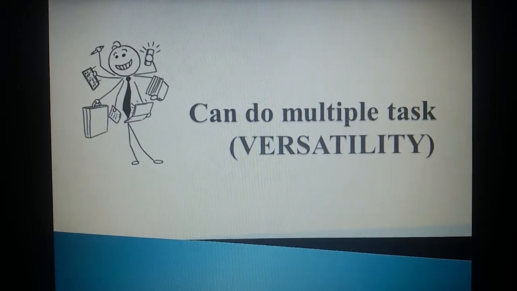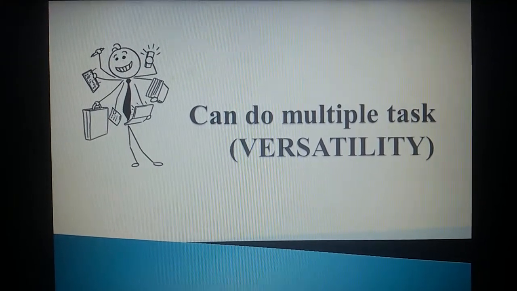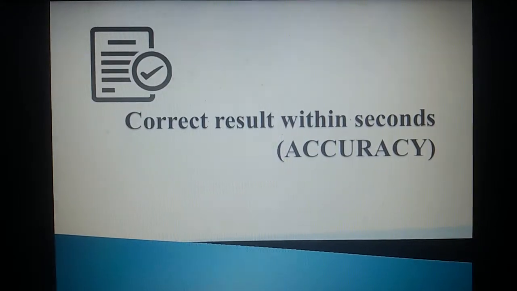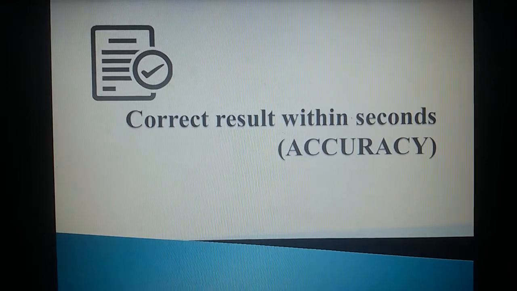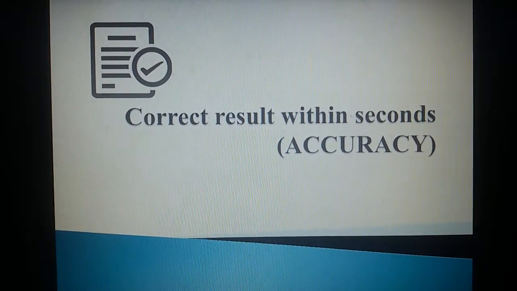The second main feature of computer is versatility, which means it can do multiple tasks at the same time. The third main feature is accuracy, which means correct results. Whatever input is given by the user, the required output is generated by the computer.